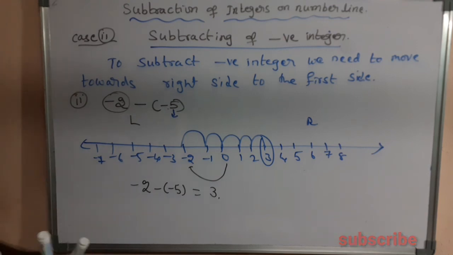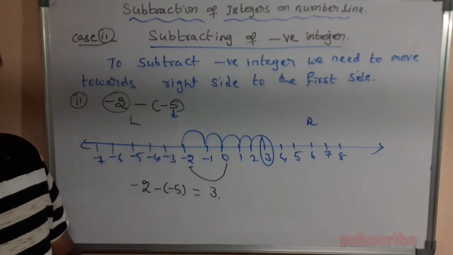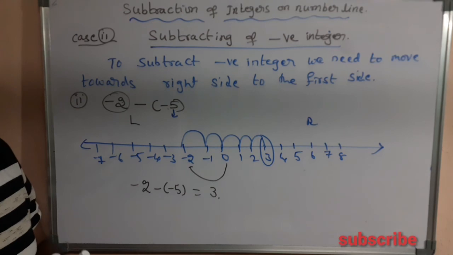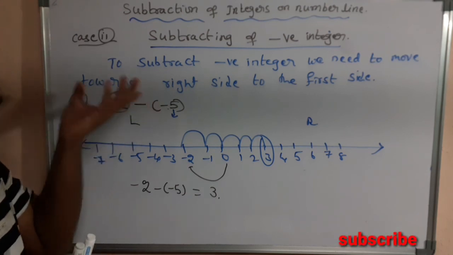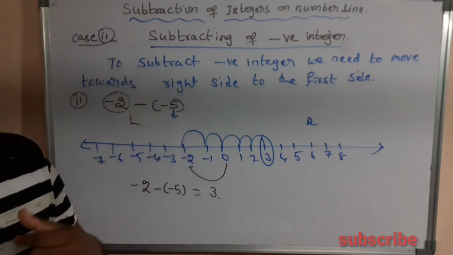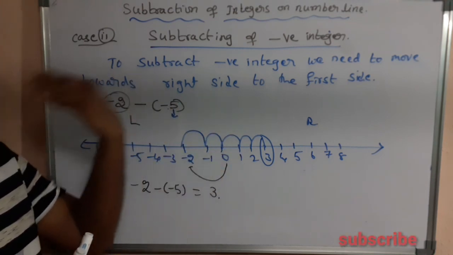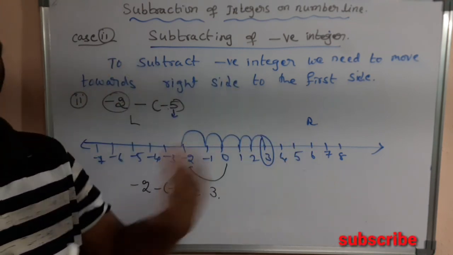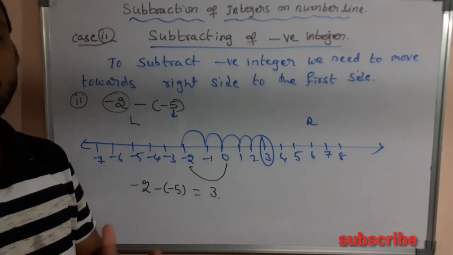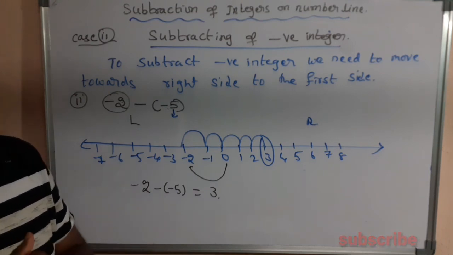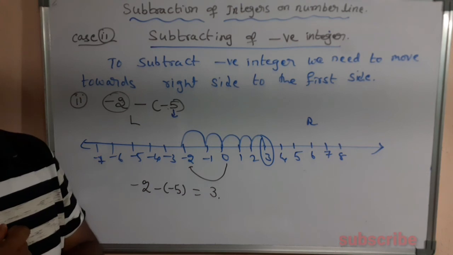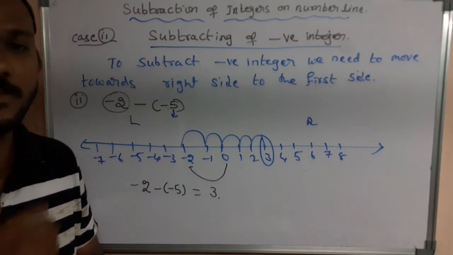Okay, this is how to subtract integers using the number line. First case, subtracting positive integers: to subtract positive integers, we need to move towards the left. To subtract a negative integer, we need to move towards the right. If you understand these two concepts, then you can solve the next exercise very easily. Clear? Bye students.